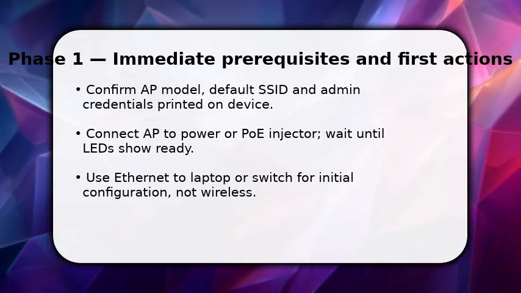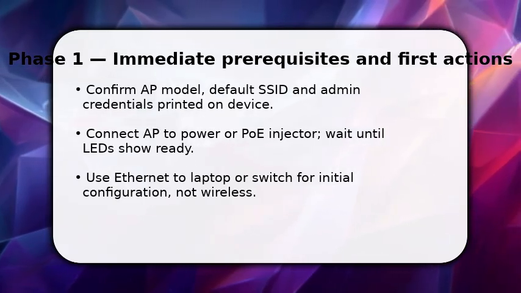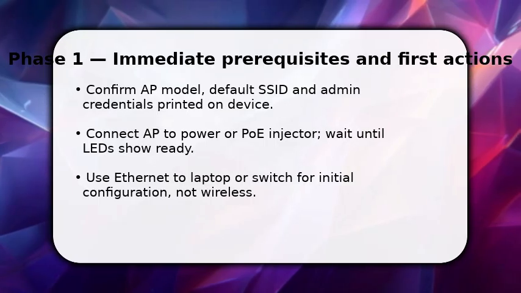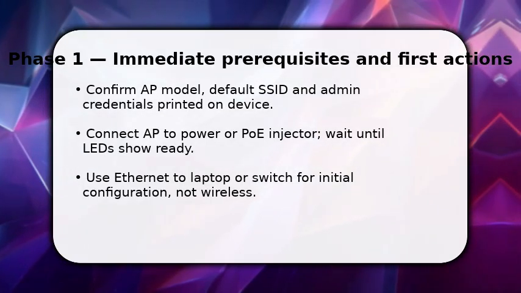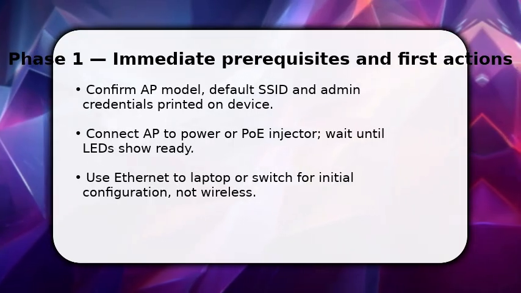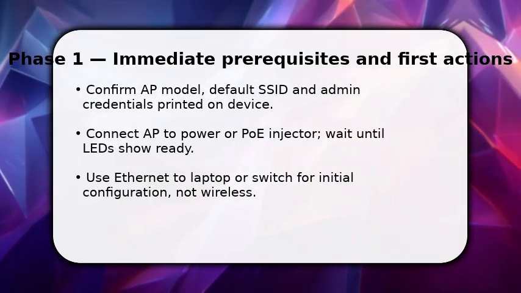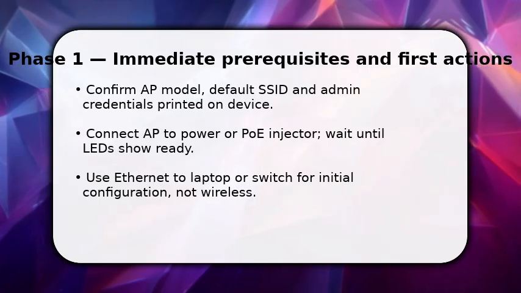You start by confirming the access point model and noting the default SSID and admin login, because defaults matter when you first connect. Plug the AP into power or a PoE injector and wait for the indicator lights to stabilize. This signals the boot sequence finished.